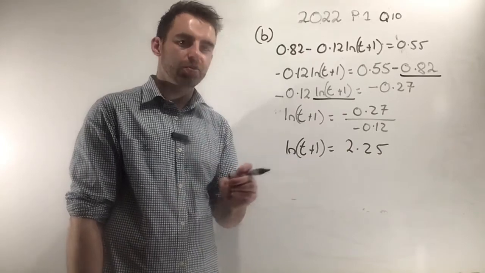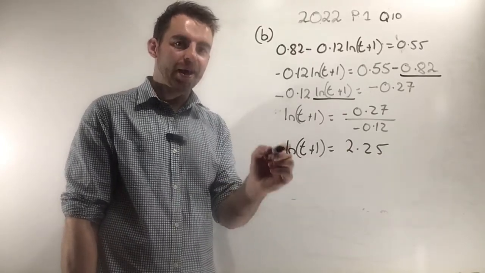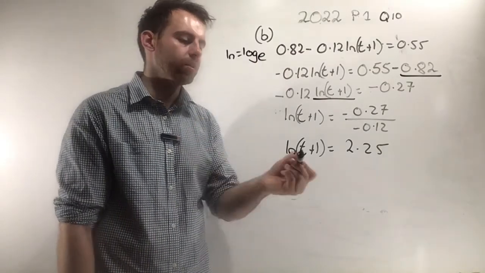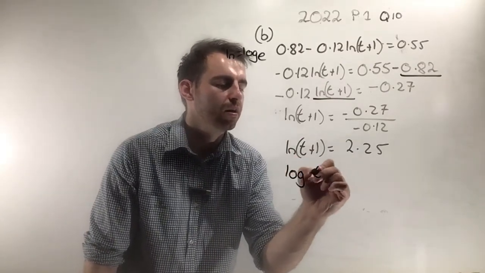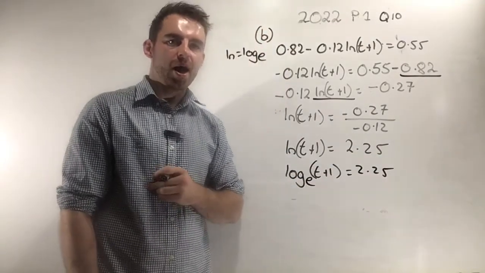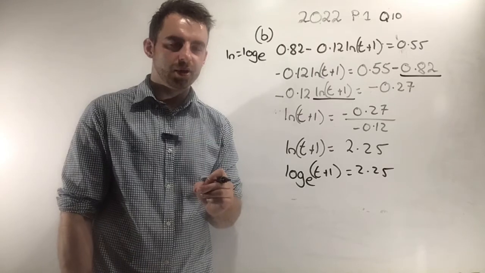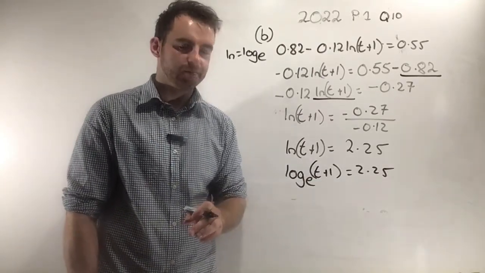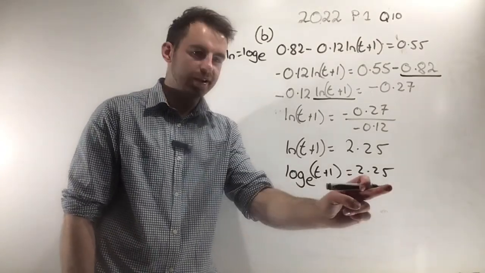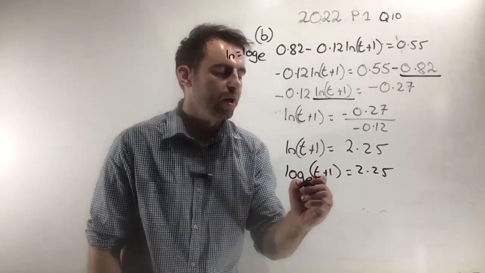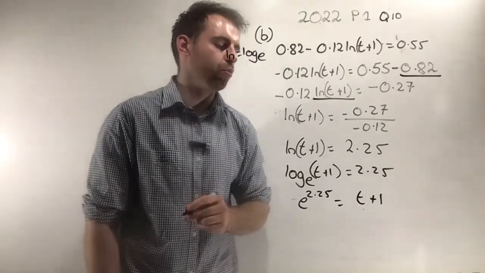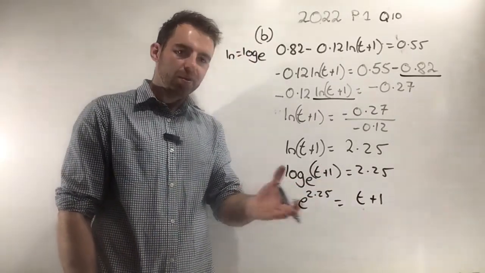It's probably here that students might struggle. Remember what ln represents. ln represents log to the base e. So what I actually have on the left is log of t plus 1 to the base e is equal to 2.25. And in the top right hand corner of page 21 in your maths tables, it tells you how to deal with this. You should remember that to get rid of the log, the base to the power of the answer will give you the thing in the brackets. In other words, e to the power of 2.25 is equal to t plus 1. And obviously that's what I wanted to do because now the log is gone.